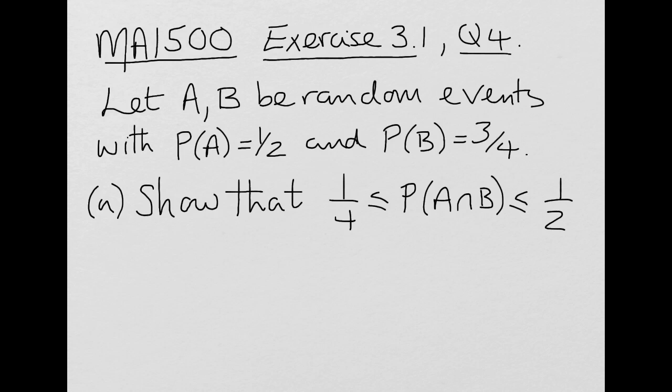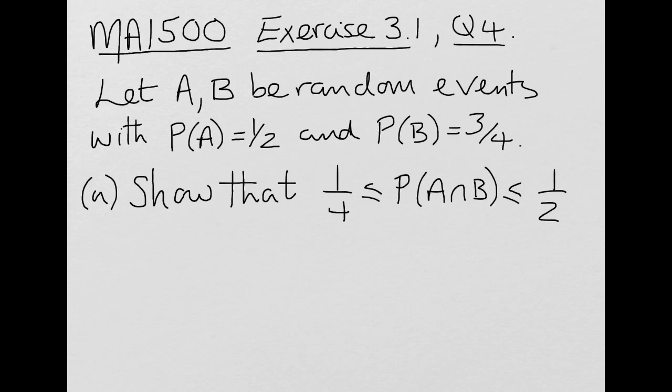The question states that we have two random events, A and B, and that the probability of A is a half and that the probability of B is 3/4. The first part of the question asks us to show that the probability of the event A intersect B lies between these two limits.